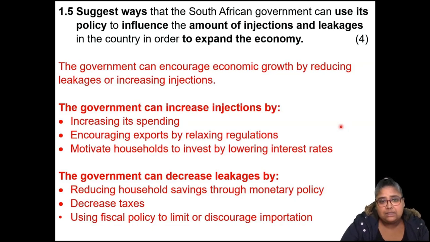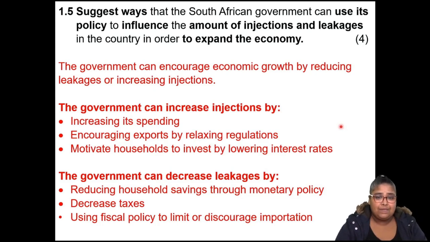Now, if those interest rates are low, it means I spend less money on that expense. There's less expenditure for myself, which means my profits are more, or my disposable income is more, which I can now invest into the economy. Those are ways the government can increase injections.